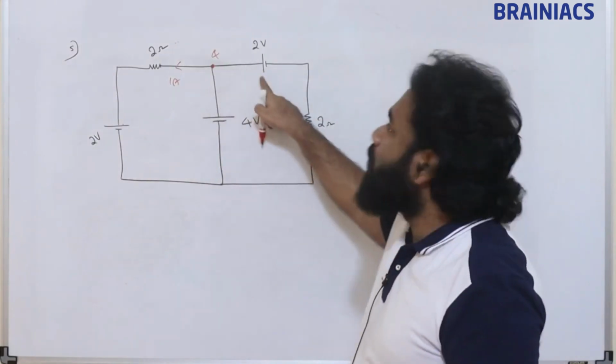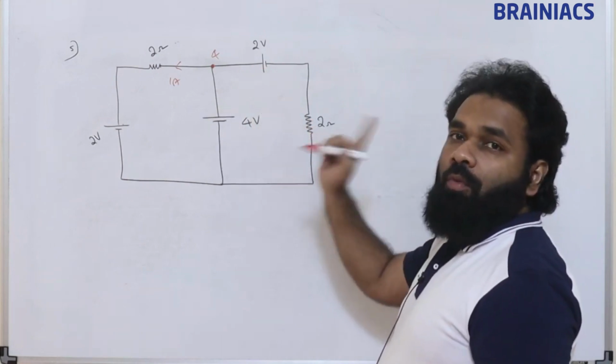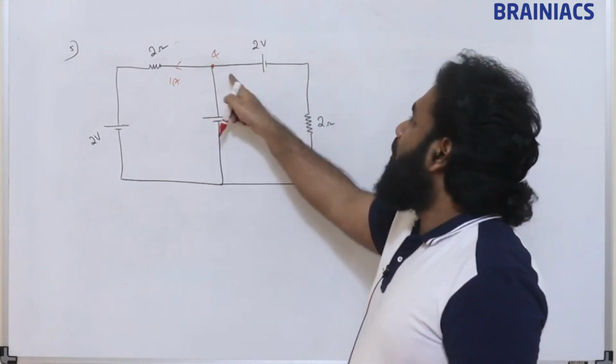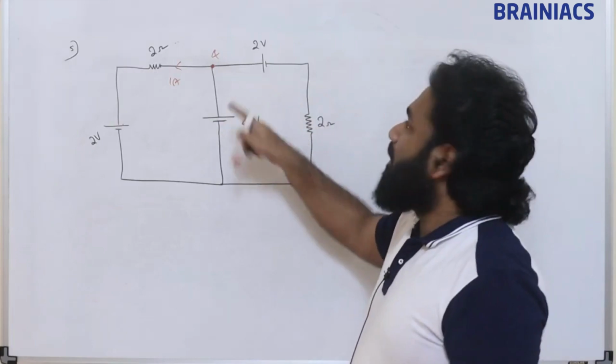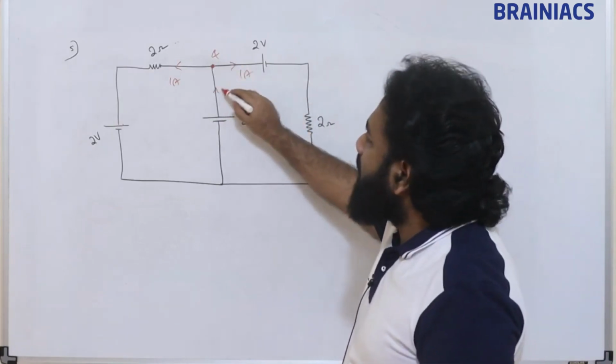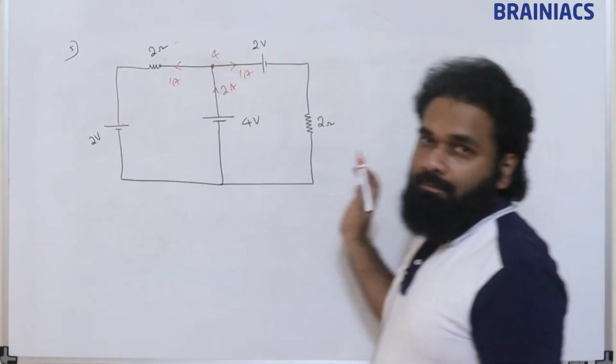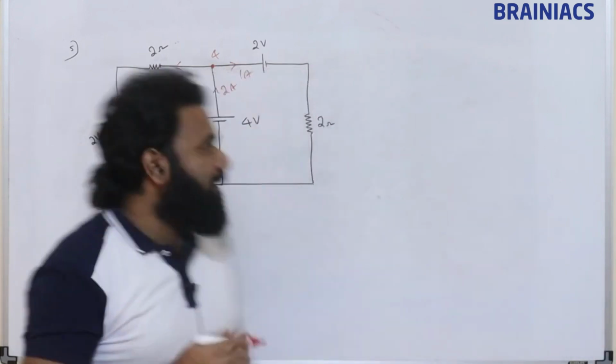So 4 minus 2 is 2. 2 by 2, how much? 1. So 1 ampere. 4 is bigger or 2 volt is greater? 4 is bigger. So 1 ampere goes like this. So definitely this must be 2 ampere. Clear? Easy thing. No need to put all these things.